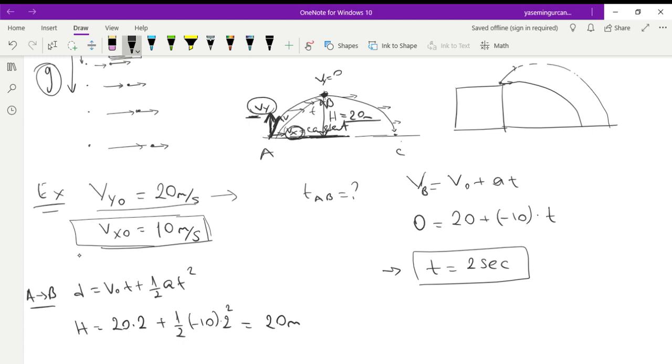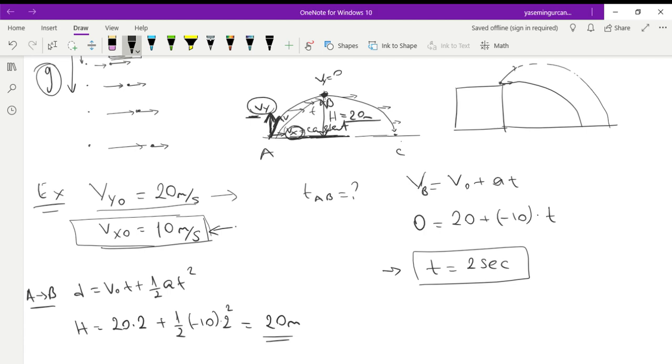So you can solve the other half starting from this, but I believe this should help you for projectile motion questions if you have any numerical questions for projectile motion. And once again, the horizontal motion doesn't change its velocity. It's always going to be 10 meter per second toward the right.